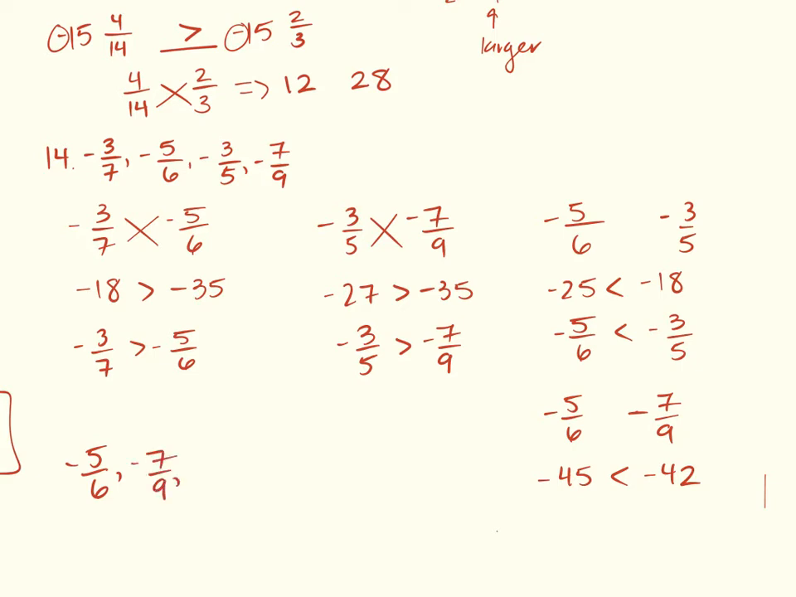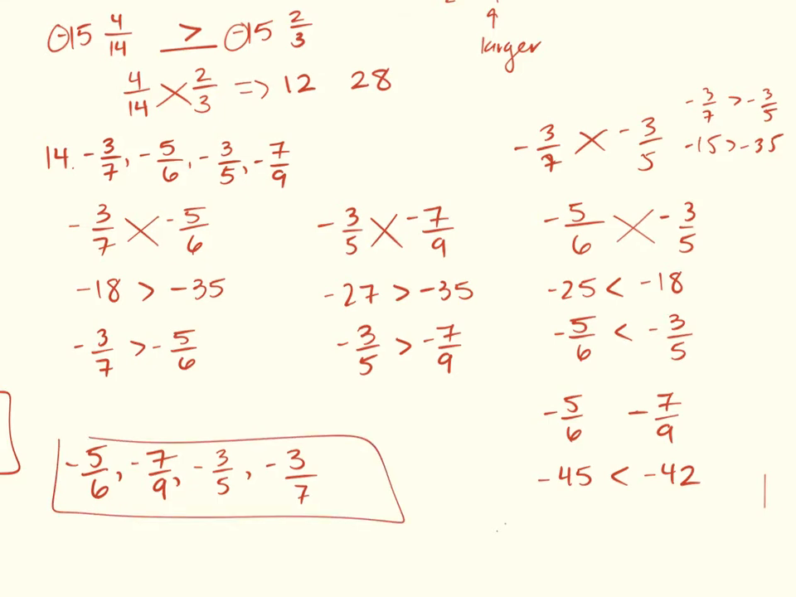And then we need to check to see which one's larger, negative 3/5 or negative 3/7. So we'll compare those two. We get negative 15 and negative 35. Negative 15 is larger, so negative 3/7 is larger than negative 3/5. So we're going to go negative 3/5 and then negative 3/7. That's my order.